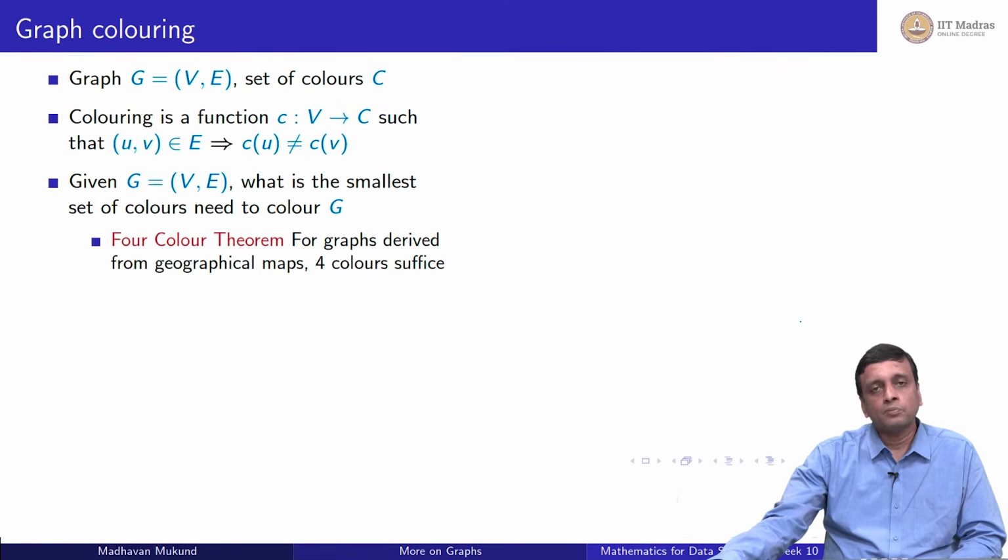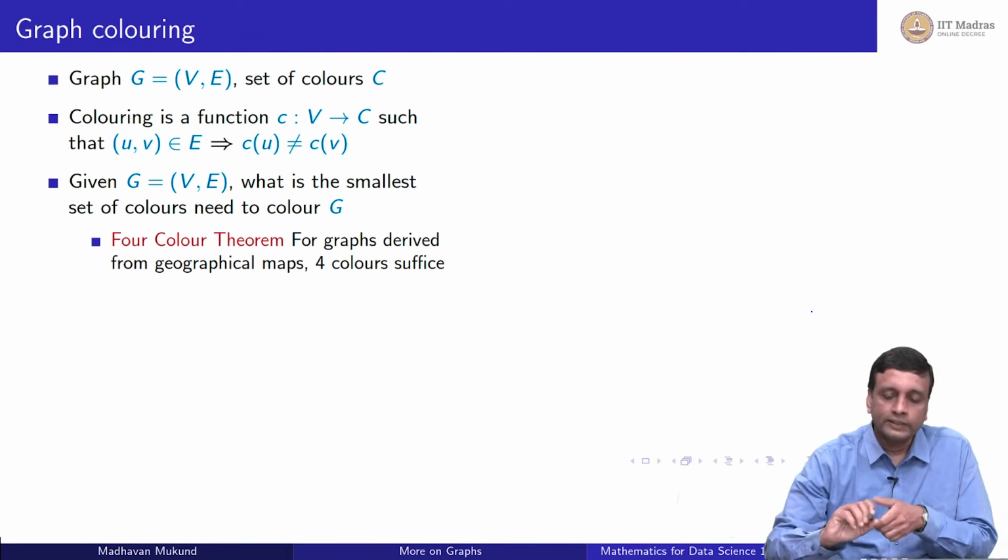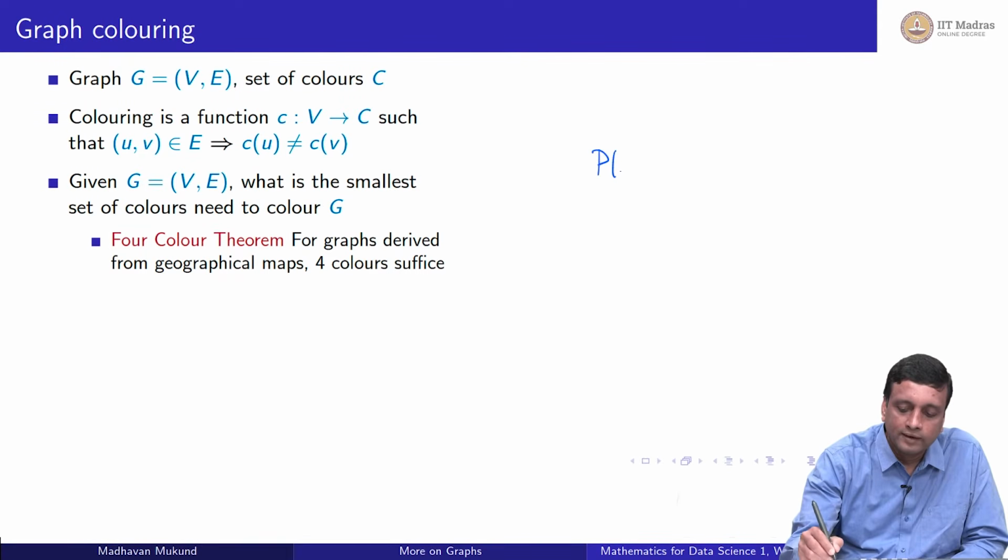So it turns out that this problem has actually been well studied for these graphs which come from maps. There is a very well-known theorem, which is very hard to prove, called the 4-color theorem, which says that for graphs which are derived in the way we showed from geographical maps, 4 colors suffice. So technically these are what are called planar graphs.